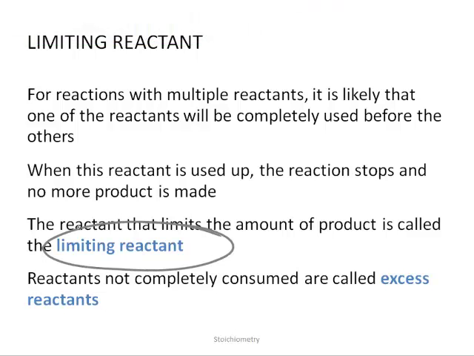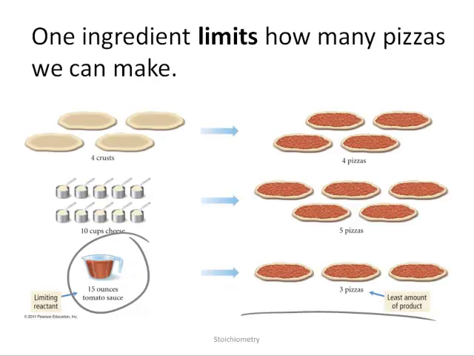Okay, once we make however much product our limiting reactant gives us, we're going to run out and our reaction will stop. Everything else that's not completely consumed we call excess reactants, just like in pizzas. We have leftovers, cups of cheese, leftover crust. Put that back in our pantry. We've got excess. Okay.